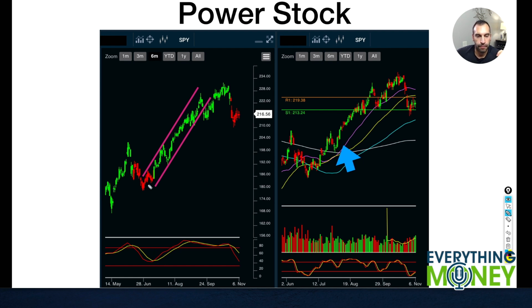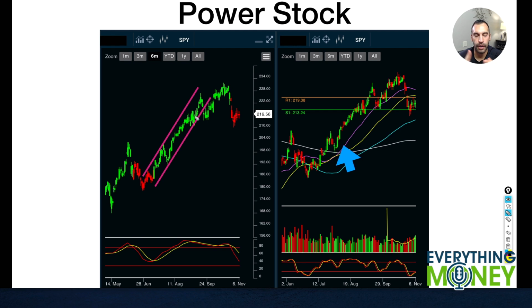When you have a power stock, you're going to see the candlesticks moving up in a pretty tight cluster. The tighter the cluster moving up between these two pink lines, the better. As it gets a little bit wider and a little bit more sloppy, it's not as powerful of a power stock. But when you get something like this that's very tight, that's when you know you have a great stock.